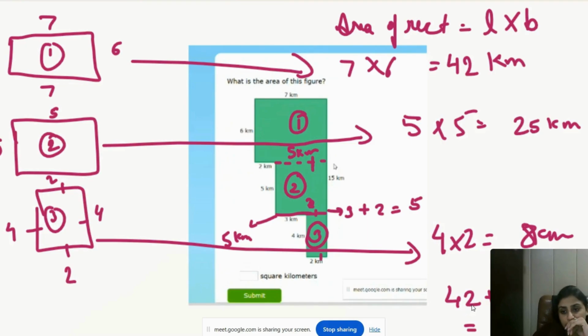Correct? 75 kilometers. That's how you have to solve it. Is this clear? All right.